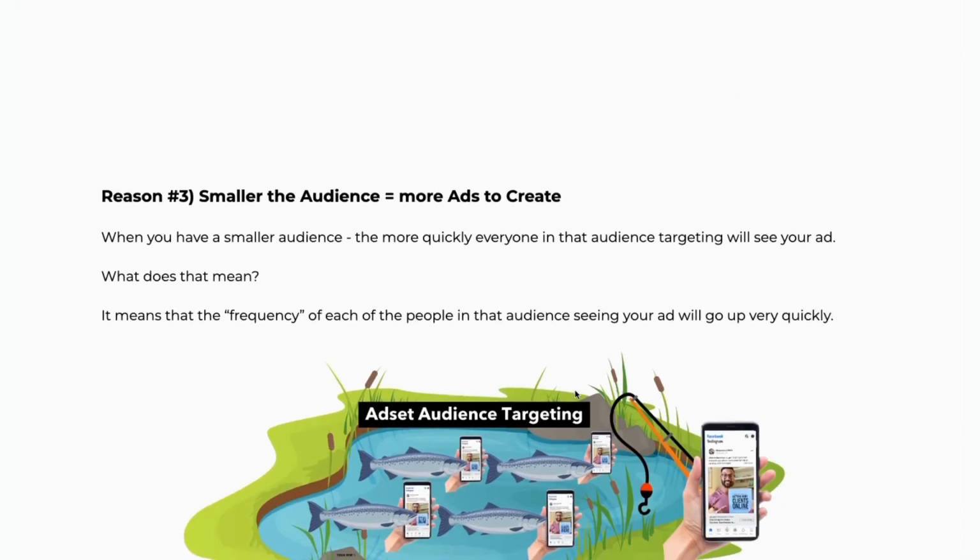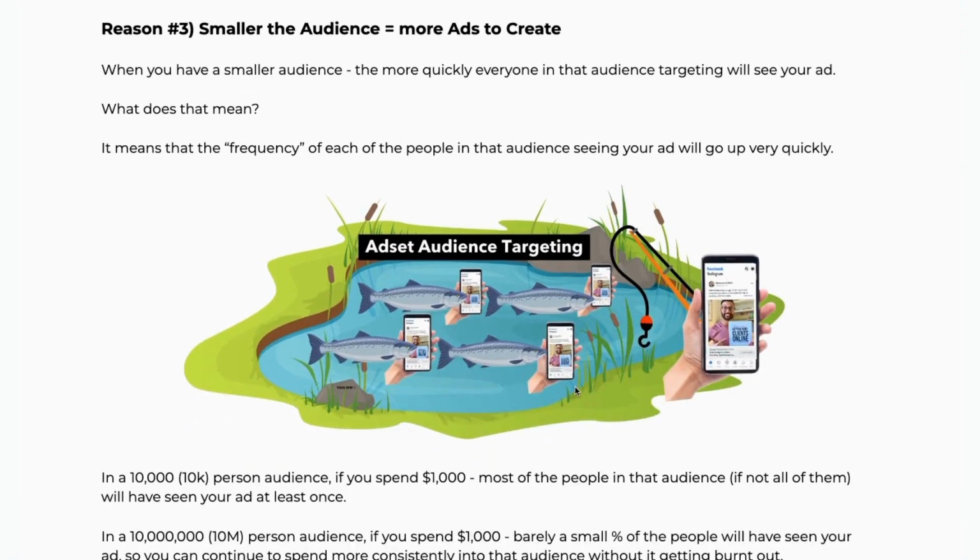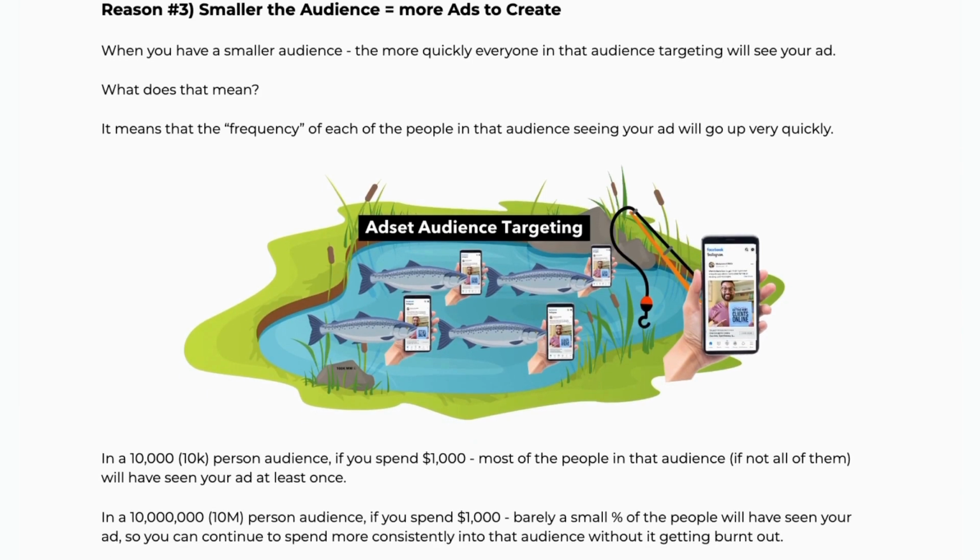And then reason number 3 is that the smaller the audience, the more ads you are going to have to create more frequently. Why is that the case? Because if you have a smaller audience, the more quickly everyone in that target audience is going to see your ad. There's a metric in the ads dashboard, which we're going to show you once we set up all the columns inside of your ads manager, called frequency. We can see how many times your ad has been shown to the people in that audience.